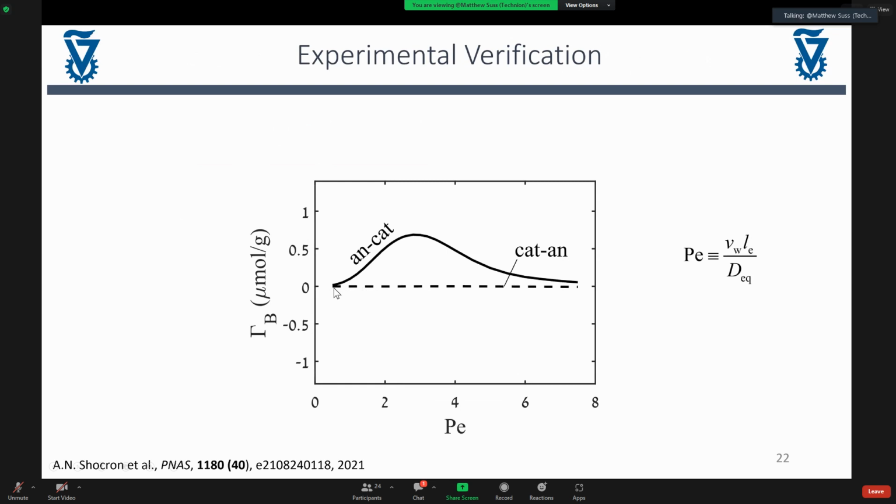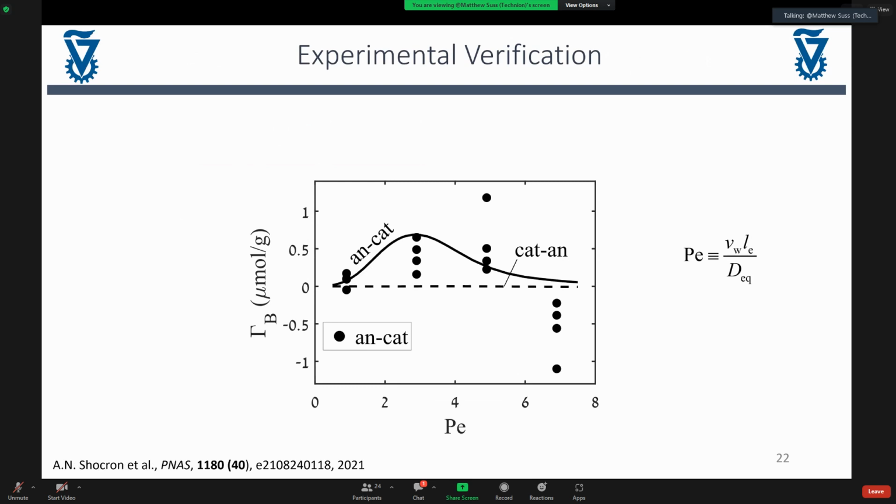And then the model predictions are this dashed line for the intuitive cathode-anode configuration, which shows no electroabsorption. The model says the intuitive order doesn't work, and then some boron electroabsorption for the opposite electrode order of anode first and then cathode. And what did the experiments show?